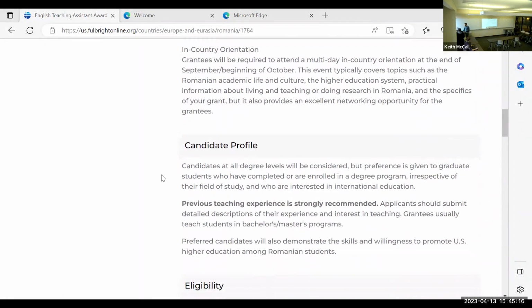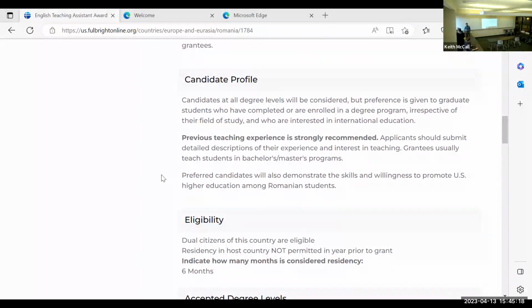Candidate profile, some of them are going to be pretty detailed. This one's fairly brief, but others get into a lot of detail about how this year we're really looking for people who have expertise in these areas or interest in these specific initiatives. The way that Fulbright is binational means that everything to do with what the host country is looking for is decided by the host country that year, and those needs can change year to year.